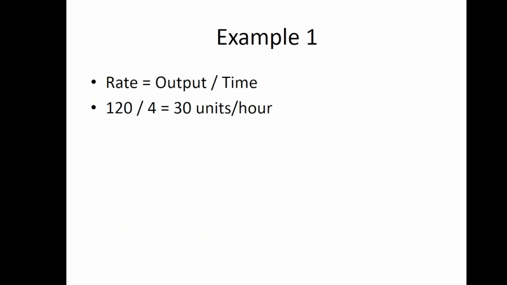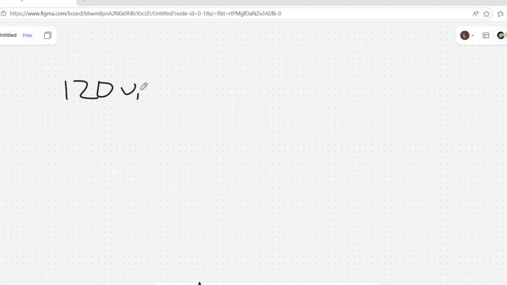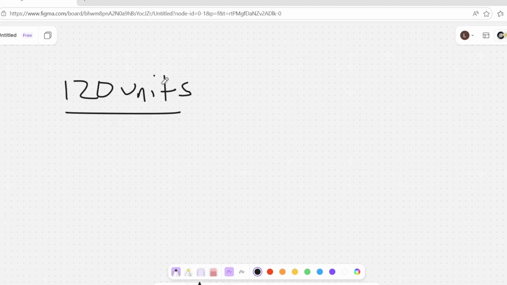First is example one, rate and output. Rate is the output over time. A machine produces 120 units in 4 hours. Find the production rate. For this one, I'll just further elaborate. We have a machine that produces 120 units, and it is able to produce this amount of units in exactly 4 hours.